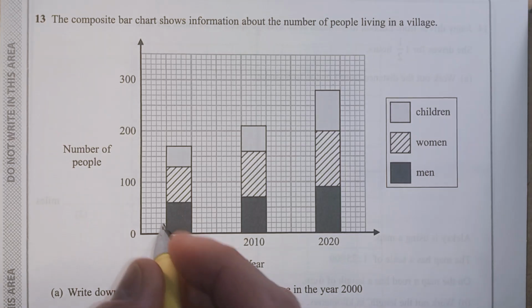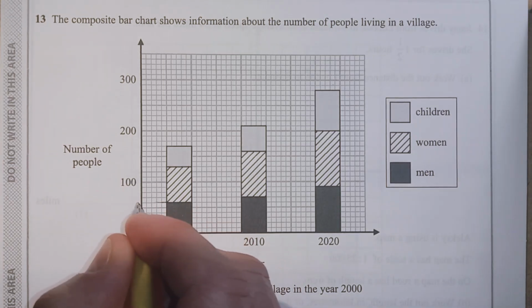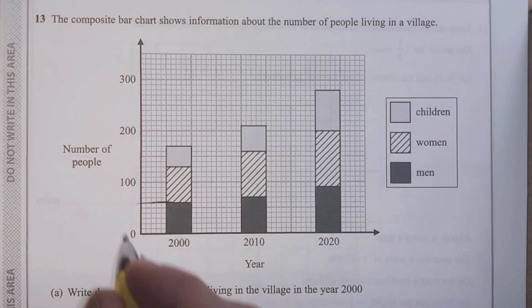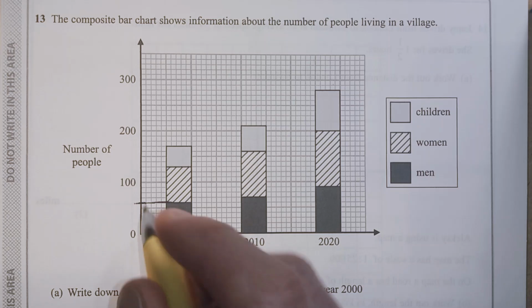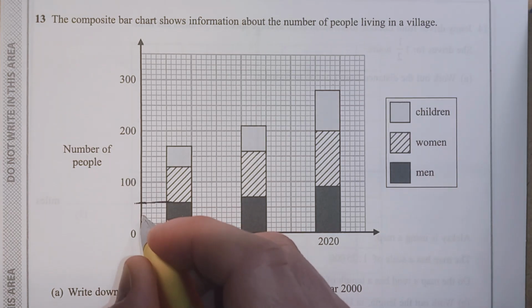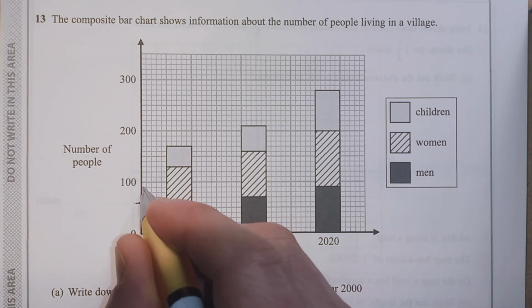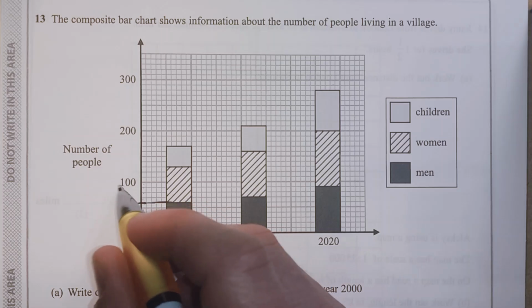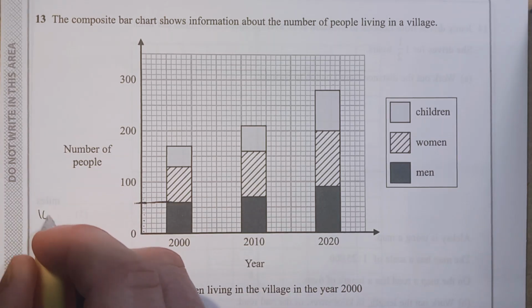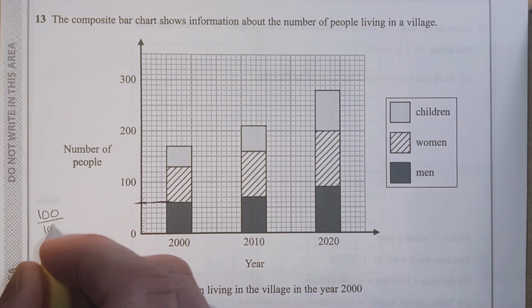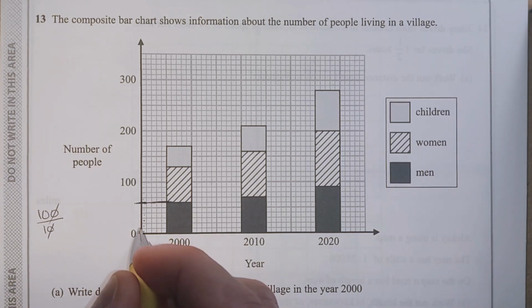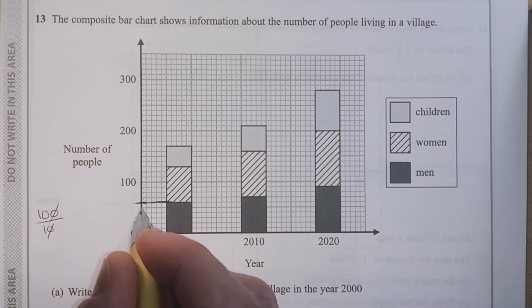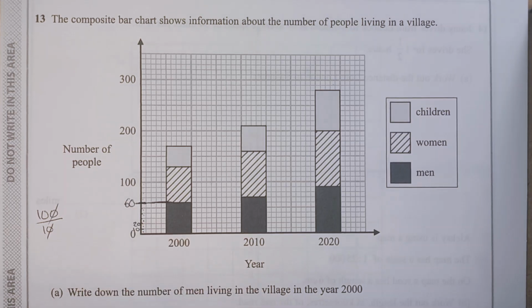So men are just this black bit, so it's going to be to here. So we've got to work out what value this is. Well, we've got 1, 2, 3, 4, 5, 6, 7, 8, 9, 10 boxes, total 100. So if we think 100 divided by 10 leaves 10. So each of these is worth 10. So that'd be 10, 20, 30, 40, 50, and 60.